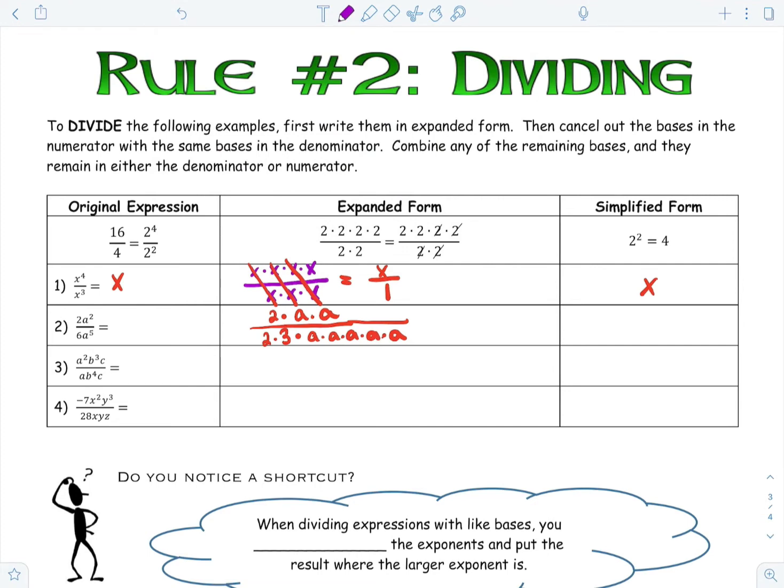All right. And we're going to cancel like bases in the numerator and denominator. There's a 2 in the numerator and denominator, so we'll cancel that out. There are 2 a's in the numerator. We're going to cancel it with 2 a's in the denominator. And what are we left with? Well, nothing in the numerator, so that means there will be a 1. And in the denominator, we have a 3 and then 3 a's, so that's going to be a cubed. And that's what we're left with. 1 over 3a cubed.